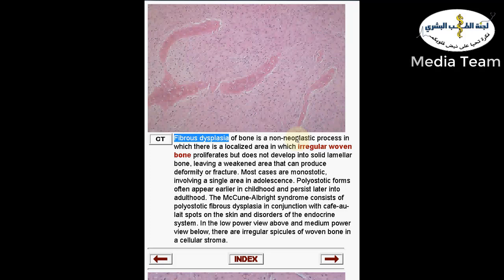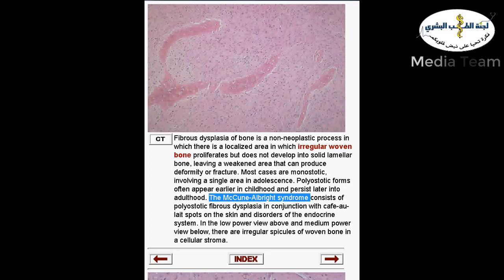They are usually monostotic, meaning involving just one bone. But sometimes when we see polyostotic forms, involving more than one bone, we have to think about syndromes. The most common famous syndrome you have to know about is the McCune-Albright syndrome. In McCune-Albright syndrome, they have bone manifestations of fibrous dysplasia, endocrine abnormalities, and skin manifestations as cafe au lait spots.